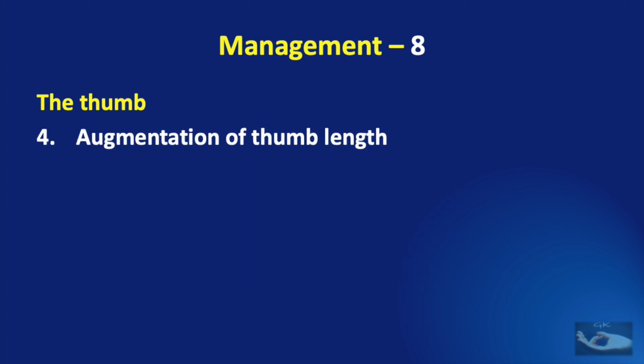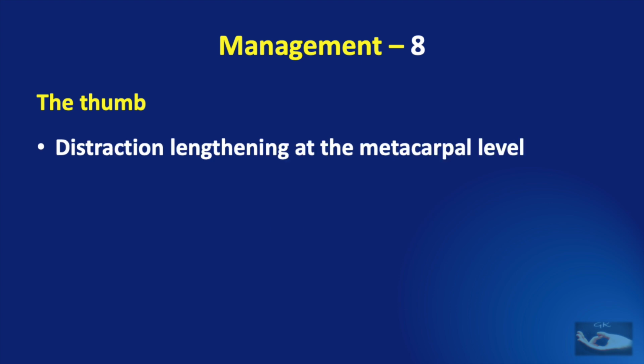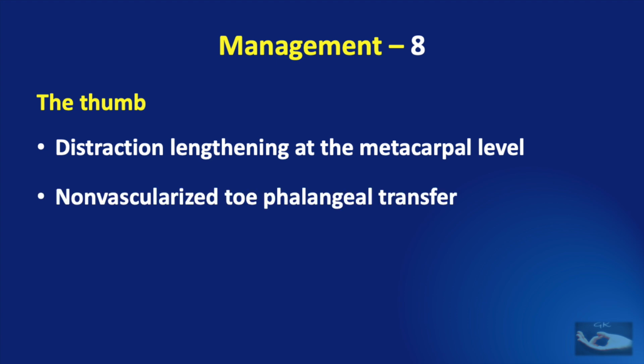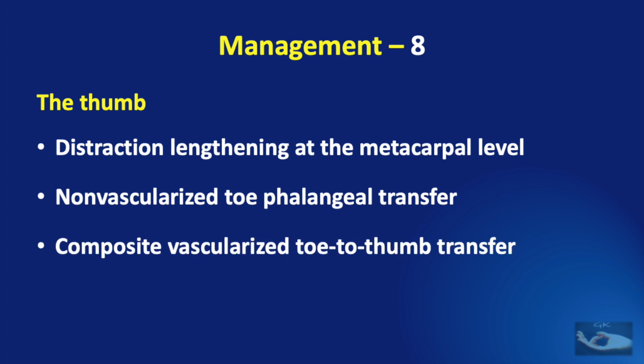The fourth and important principle of thumb reconstruction in constriction band syndrome is augmentation of the thumb length. This can be achieved by one of the following three methods: distraction lengthening at the metacarpal level, non-vascularized toe phalangeal transfer, or composite vascularized toe to thumb transfer.